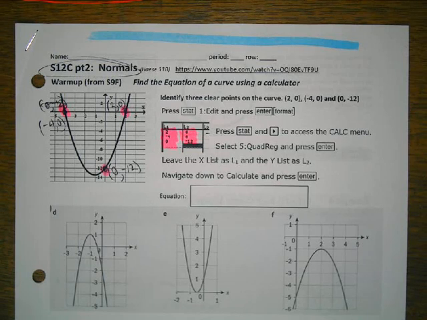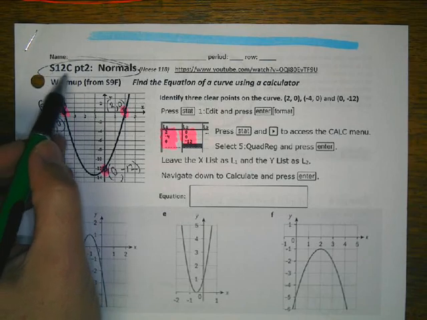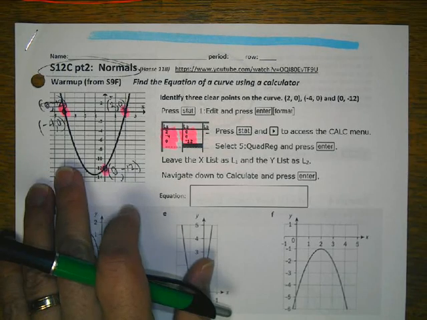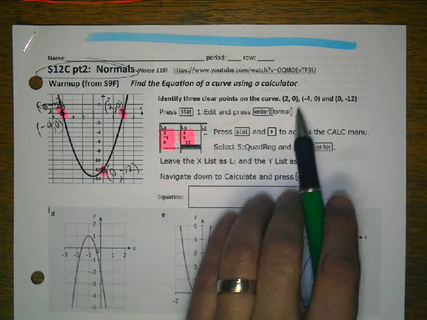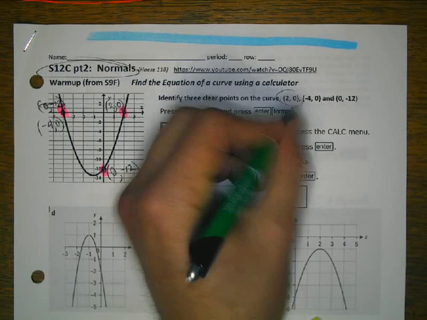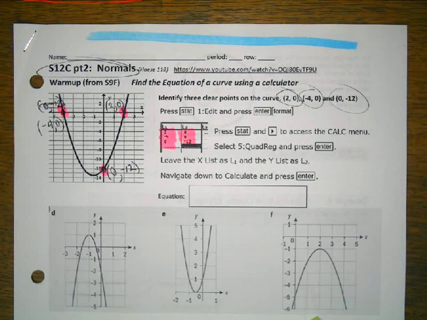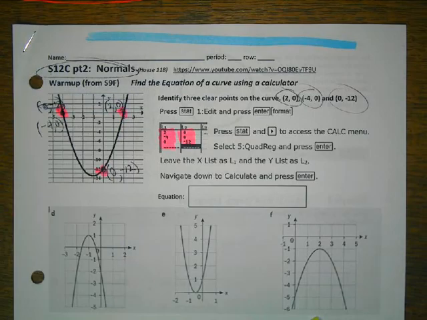Okay, here we go. I'm going to talk about how to solve the S12C Part 2 normals. But first we're going to talk about finding an equation of a curve using the calculator given 3 points. So (2, 0), (-4, 0), and (0, 12) are these 3 points right here. So we simply follow these steps.